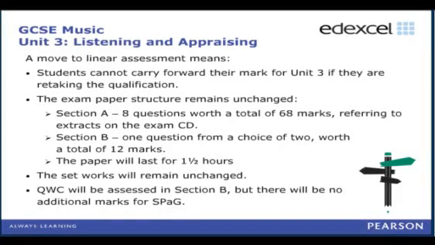The exam paper structure is exactly the same as it has been before. That is Section A and Section B, split into 2 sections. Section A contains 8 questions with a total of 68 marks, and each question will refer to extracts on the exam CD. Section B will contain questions 9 and 10, from which students choose 1, and that will be worth 12 marks. The paper will last 1.5 hours in total, of which Section A will take approximately 65 minutes, leaving 25 minutes or thereabouts, give or take a minute, for Section B.